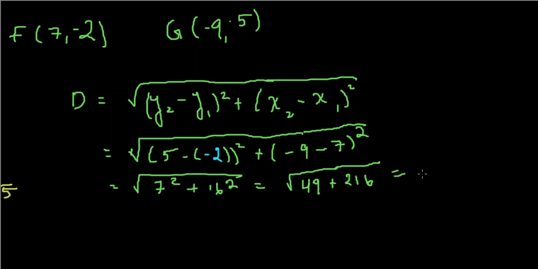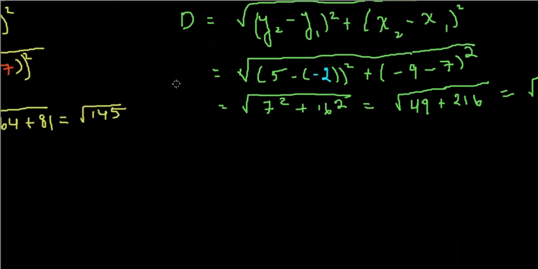And finally, we can simplify this radical to √265. Let's see, can we make this into a perfect square? Let's try it out. I see there's a 5 here, so if we divide this by 5, this is going to be 5 times 53, and 53 is a prime number, so it really doesn't seem that we can. That means we just leave our answer like this.